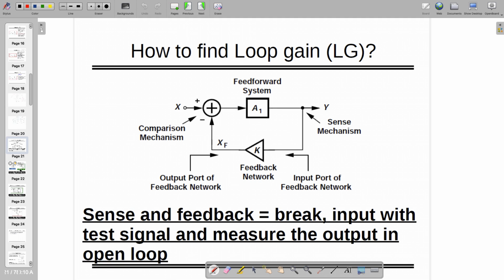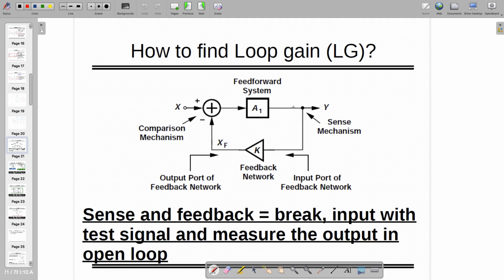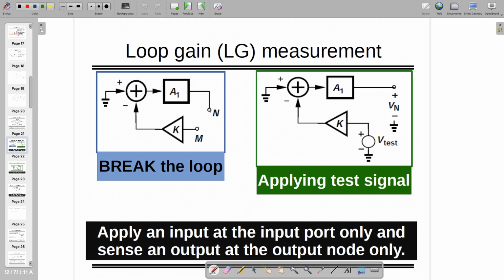Before we start, let's look at some possible examples of how to break that. So now you can break the loop. From this loop, I am breaking my loop over here. Let's assume that I'm breaking the loop over here, and I'm calling the nodes N and M. And I'm applying here some known potential V test and measuring the output over here. Look, this one is the output and this one is the input with the V test. While doing this, Vx goes to 0, or all other inputs are 0, so that when I'm measuring from here to here, the output Vn is going to be equal to A1 times K times V test, right?